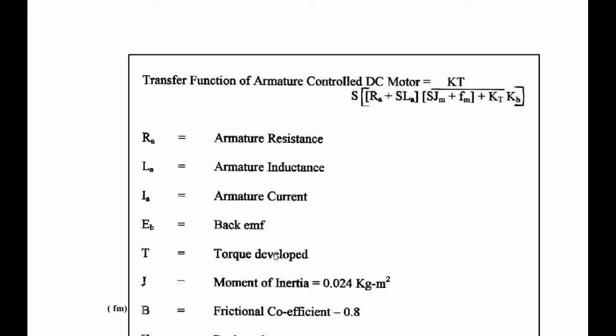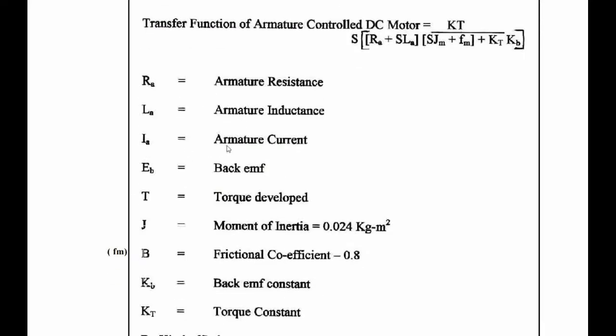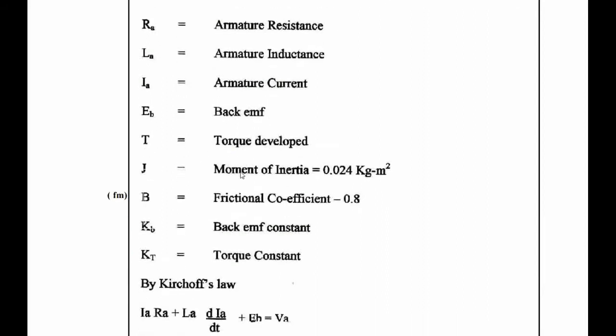Here is the nomenclature given. Ra is armature resistance, La is armature inductance, Ia is the armature current, Eb is the back EMF, T is the torque developed by the motor, J is the moment of inertia, which is numerically given as 0.024 kilogram meter square. B is treated as the frictional coefficient, that is 0.8. Kb is the back EMF constant and Kt is the torque constant.